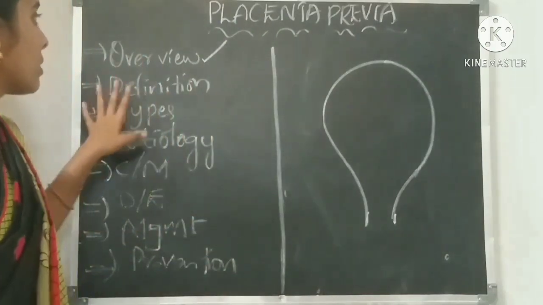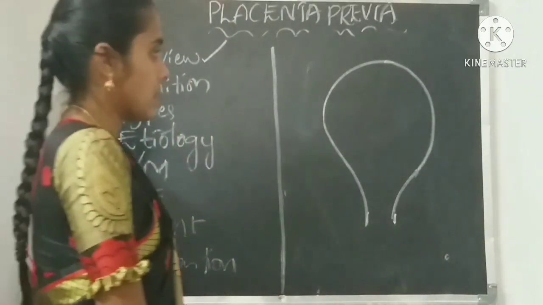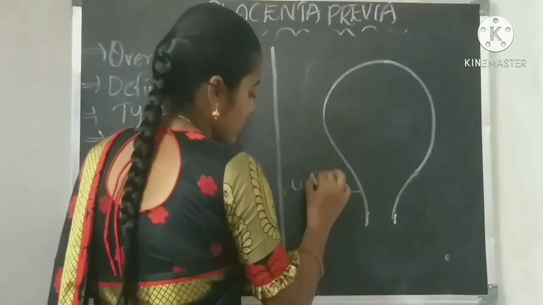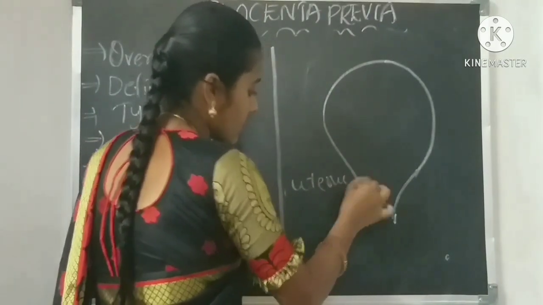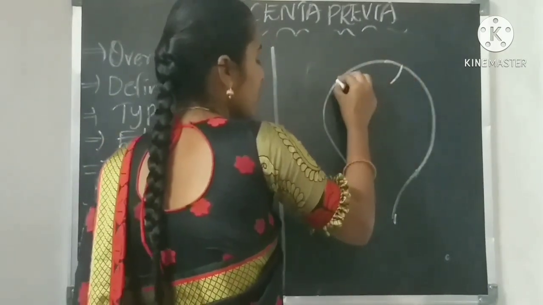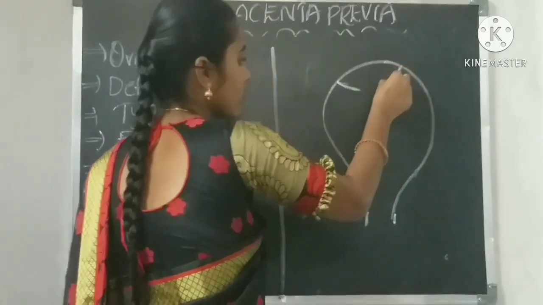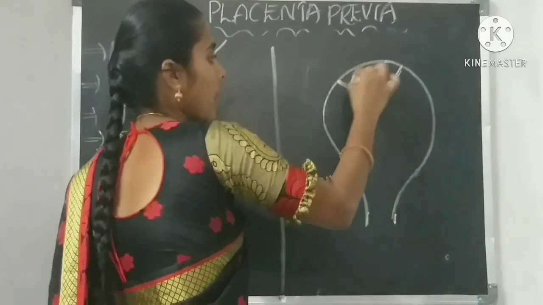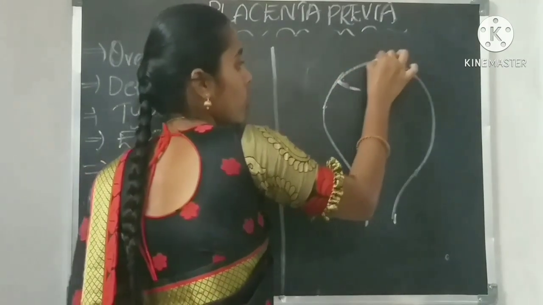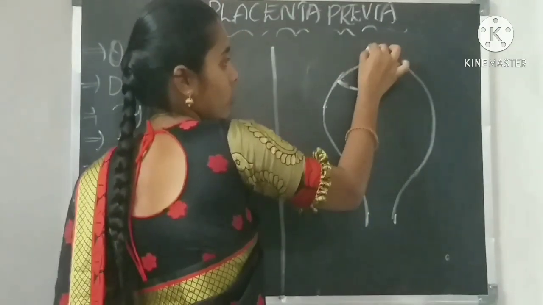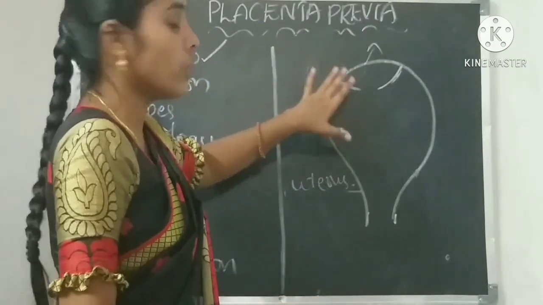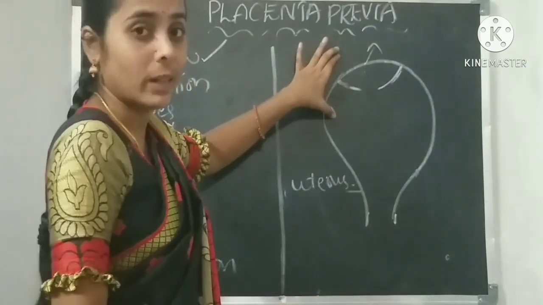So first we will see the overview of the placenta. Consider this is the uterus, and here the placenta is implanted. This placenta is firmly connected to the uterine wall of the maternal.